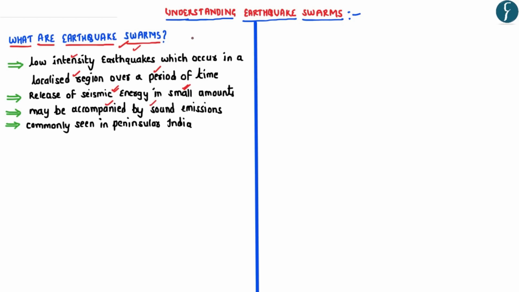More importantly, it is not the first time that the Palghar district in peninsular India has been facing earthquake swarms. Even before the Palghar district, other places in peninsular India have also witnessed earthquake swarms. For instance, in August last year, a place in Maharashtra known as Amravati had also witnessed earthquake swarms. So this clearly shows that it is not the first time that peninsular India has witnessed earthquake swarms.